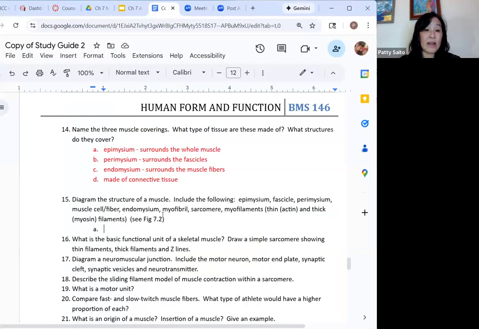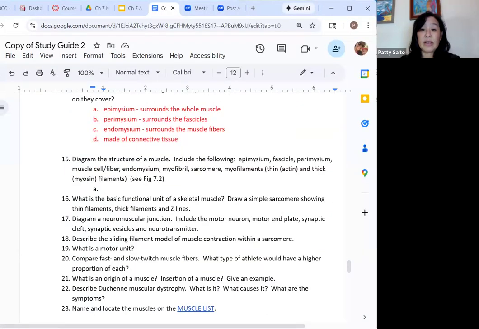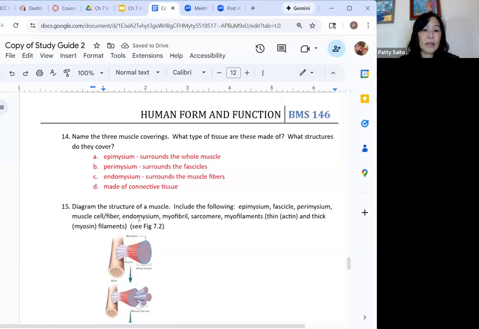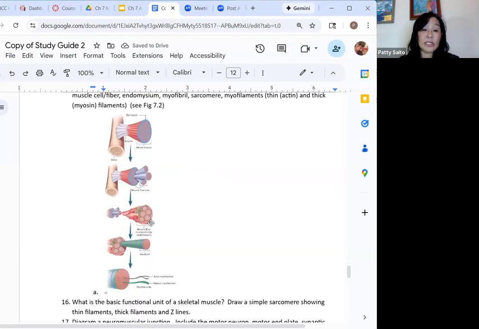Okay, so let's take a look now. Diagram the structure of a muscle. So I'm going to give you the one that's in the images in your textbook. All right. So here we have the bone, we have the tendon, we have the whole muscle, we have the fascicles. Each fascicle has a muscle fiber or cell, and within each muscle fiber cell, we have a myofibril. And then we're going to get to this microscopic view. All right, so this is a myofibril.